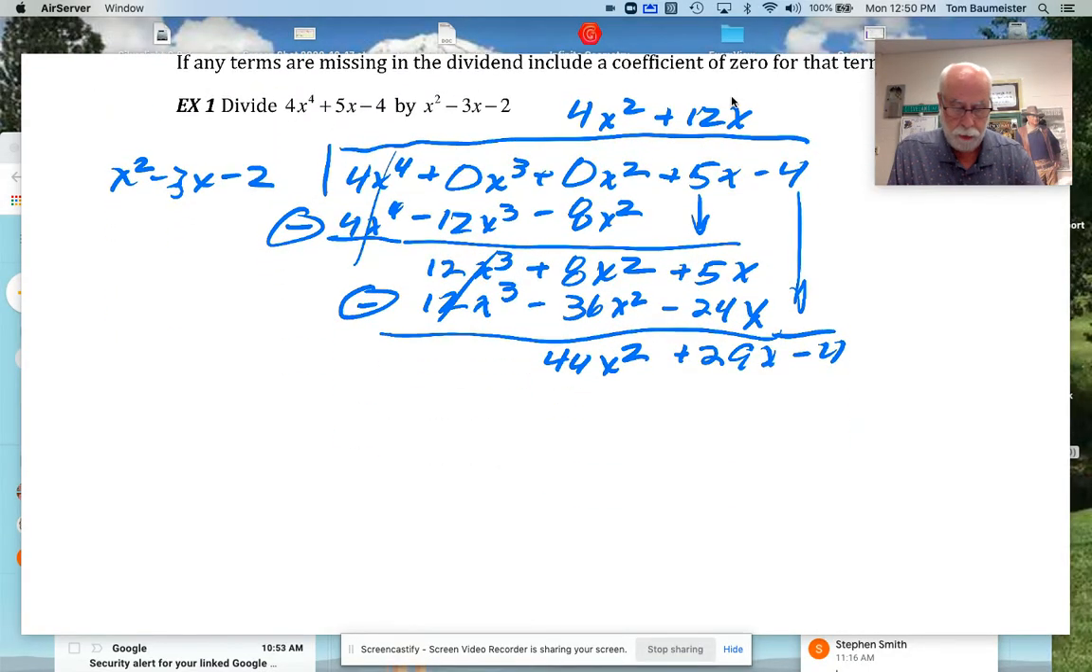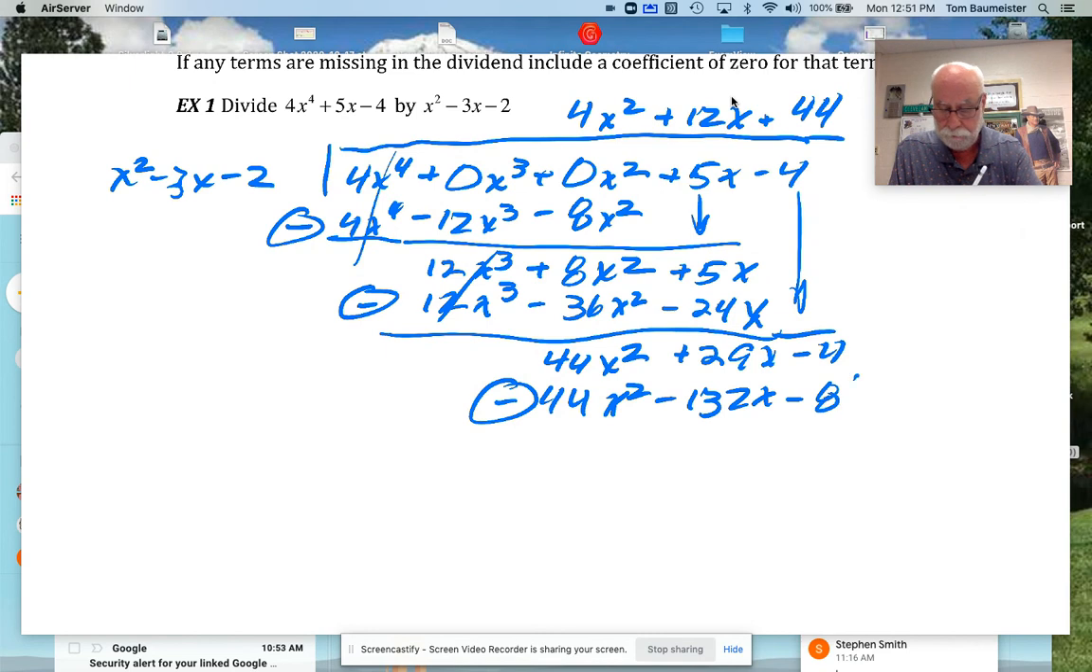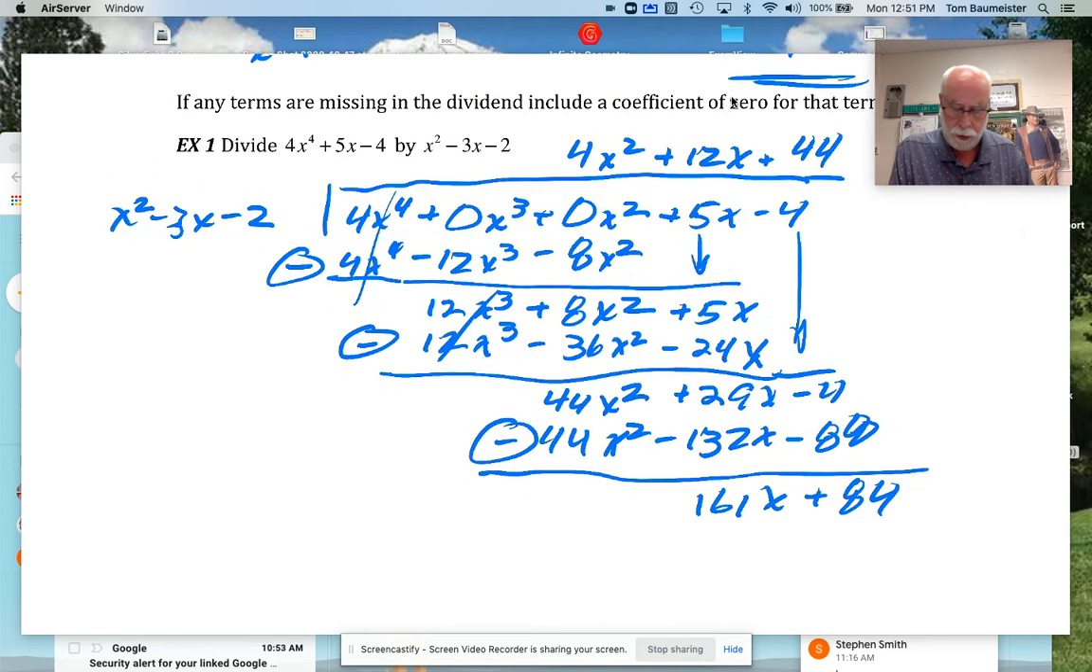Okay. And then same thing. x squared times what gives you 44x squared? You'll tell me plus 44. And when we do that, we'll get 44x squared minus 132x minus 88. Again, I'm subtracting it. So then we'll get 161x plus 84.